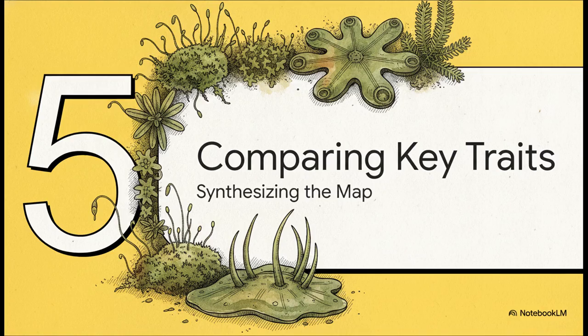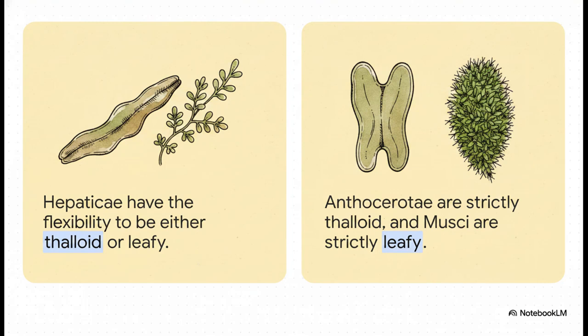Finally, Part 5, comparing key bryophyte traits, synthesizing Watson's map. All right, let's put these guys head to head, starting with the gametophyte differences. This is really where you see the sheer genius of Watson's structural classification. While Hepaticae, the liverworts, have the evolutionary flexibility to be either thalloid or leafy, the other two branches are totally uncompromising. Anthocerotae are rigidly locked into being purely thalloid, and Musci are rigidly locked into being purely leafy.